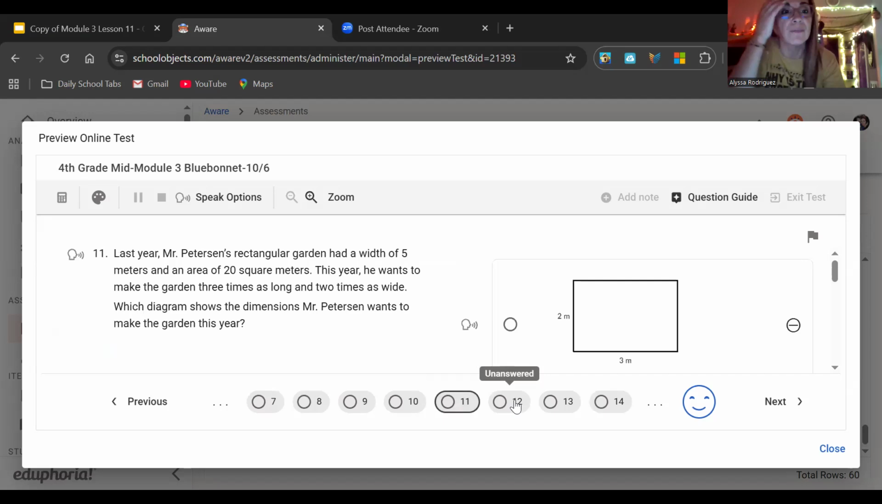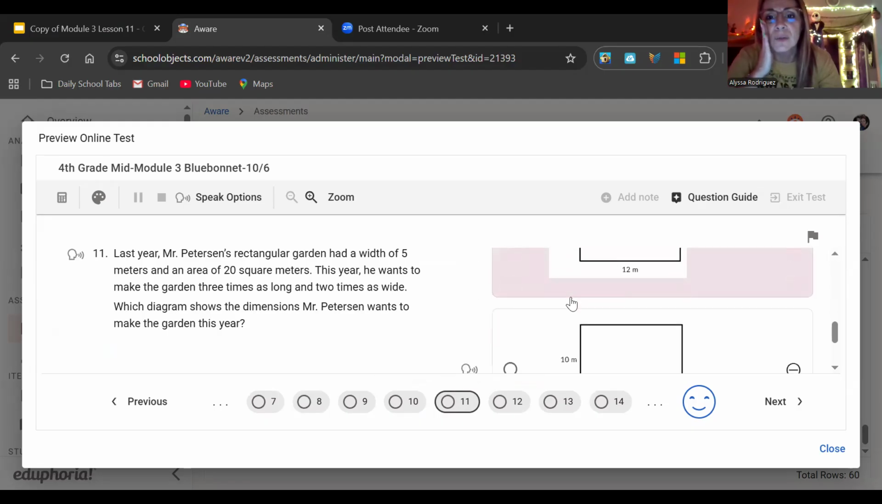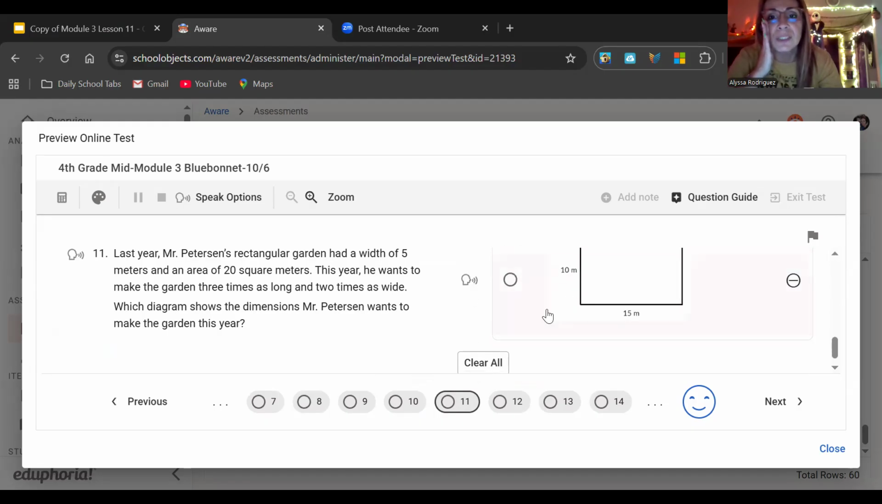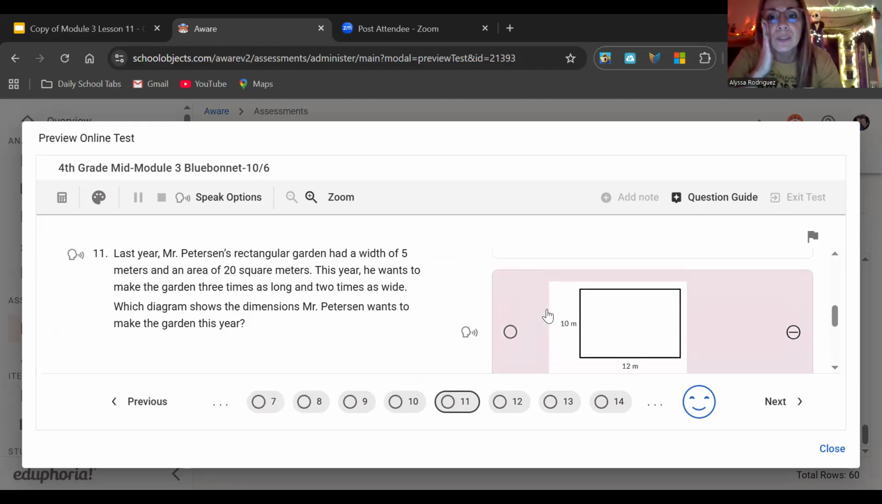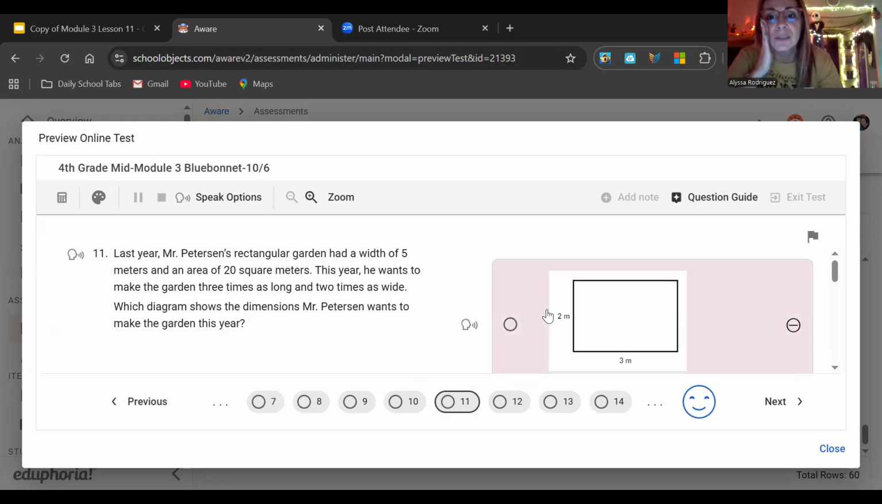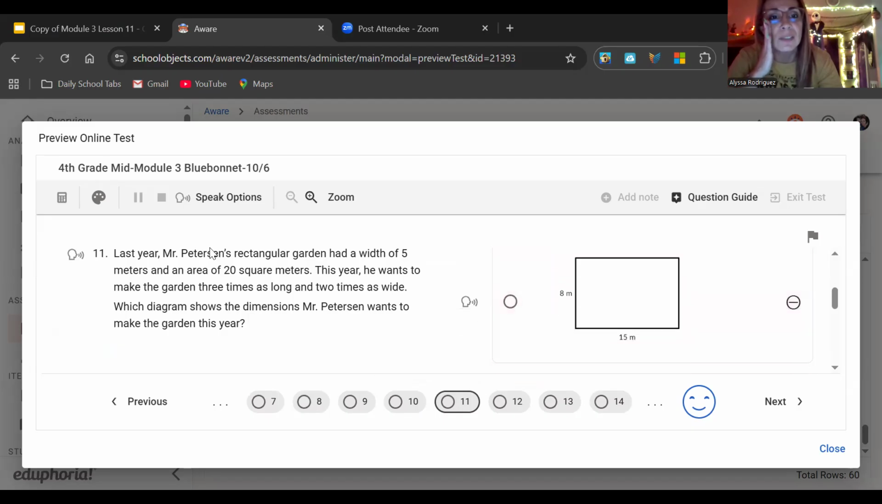Okay, number 11. Last year, Mr. Peterson, same question. Let's see what it's asking us now. Which diagram shows the dimension Mr. Peterson wants to make? Okay, so using the information here, which one would be the answer?